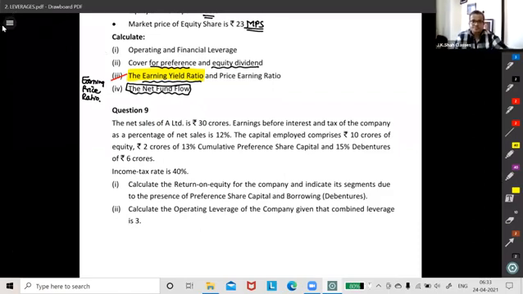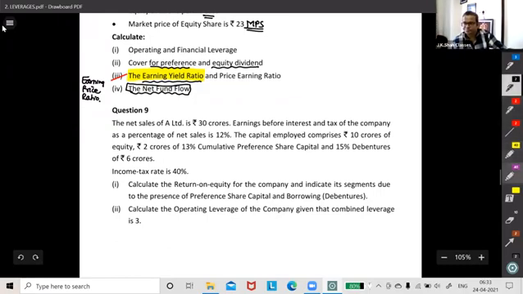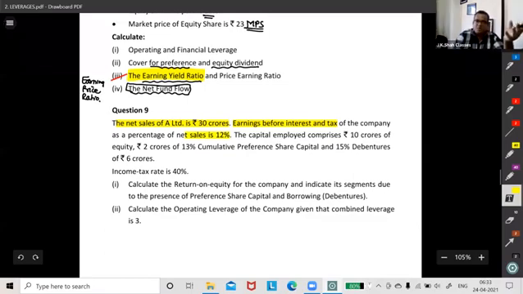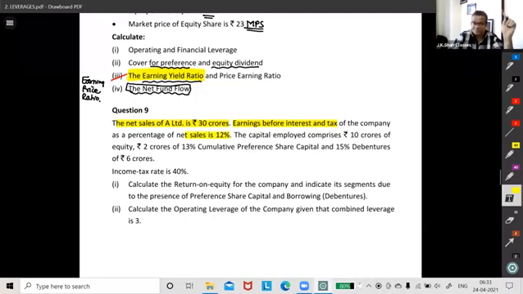See, net sales of the company is given how much? 30 crore. Fine. Then you are told that EBIT is how much percent? 12%. EBIT, earning before interest and tax, is 12% of sales. So obviously sales is there, and the percentage of EBIT is given, right, friends? So we can always calculate EBIT.